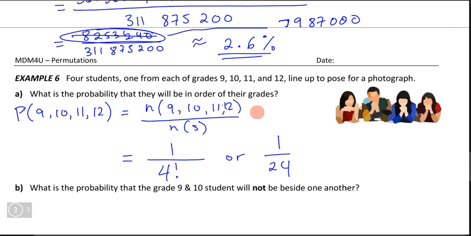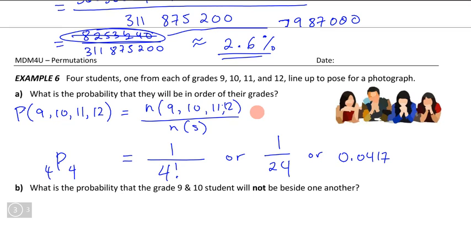Remember, 4 factorial is just simply saying 4p4. So 1 over 24 or 0.0417, a 4.2% probability of them lining up in the order of their grade.